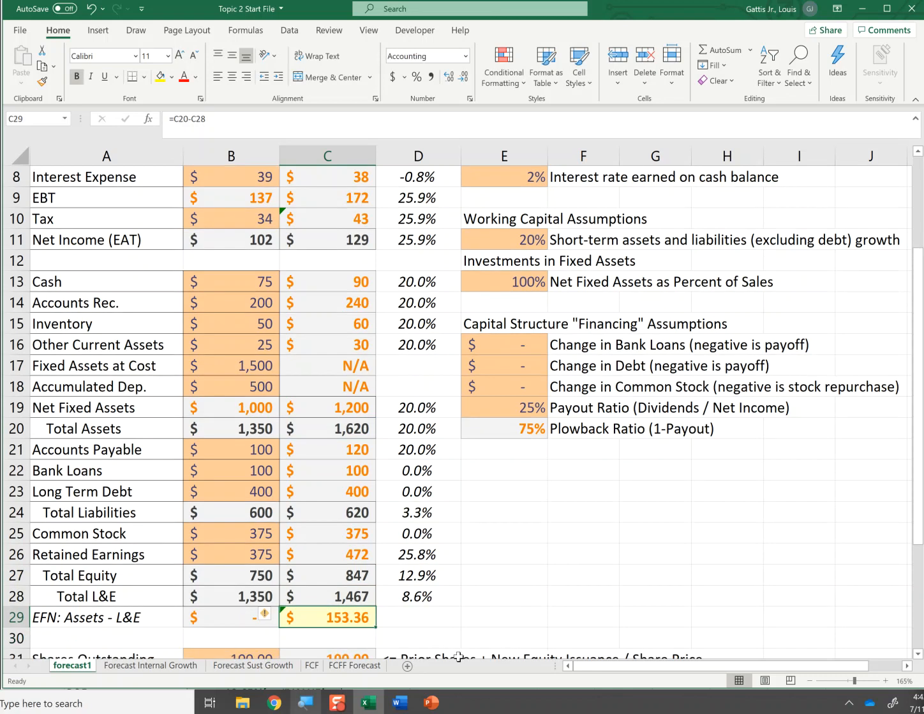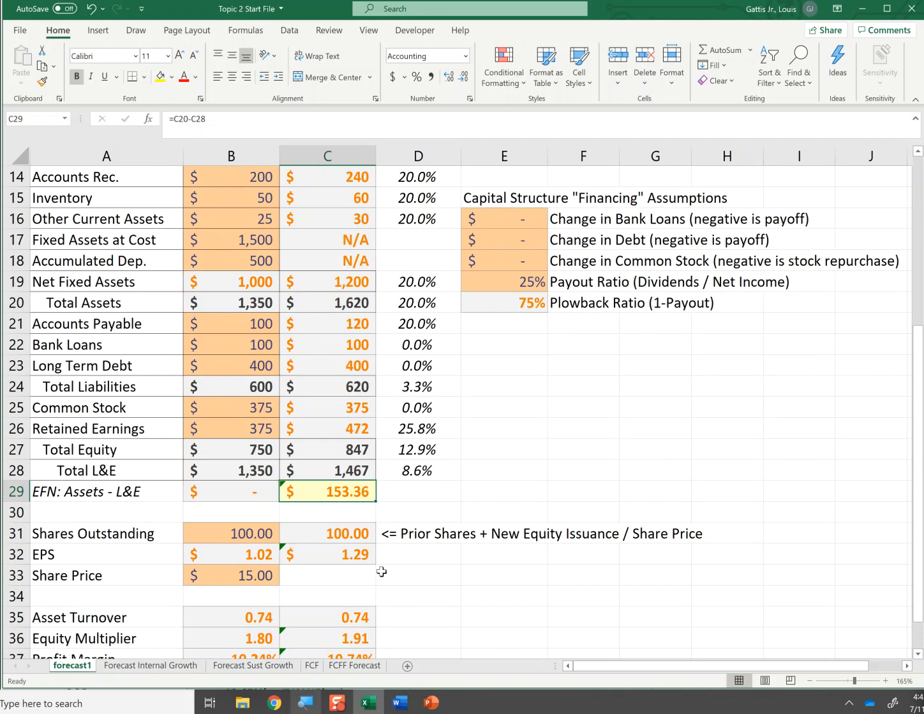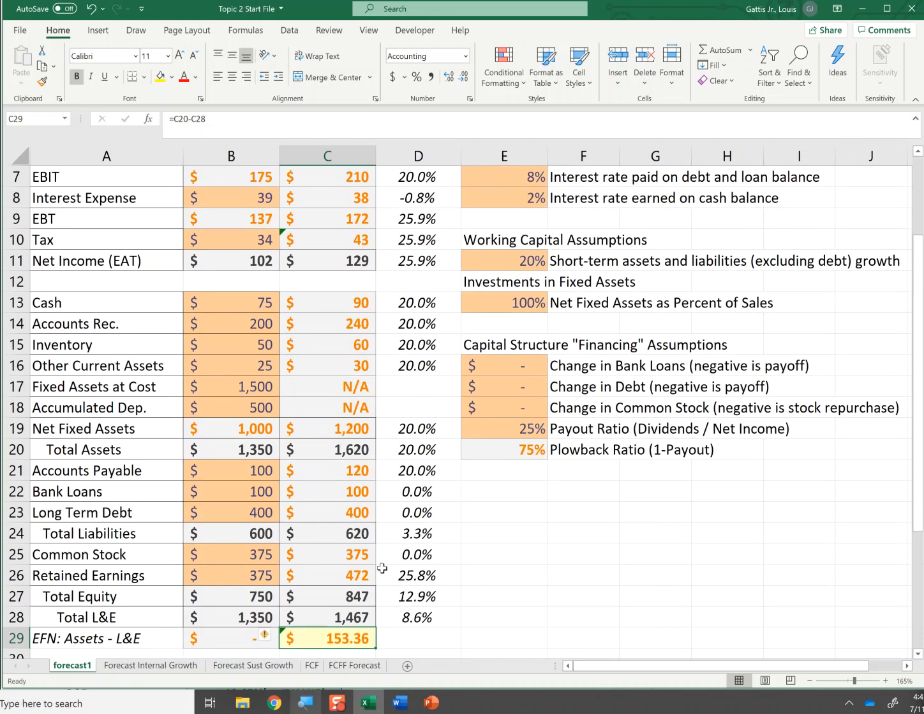External financing. So internal financing you can think of maybe as this plowback, right? That's internal financing. But if I need to go out and issue more debt or issue more stock, looks like I need 153 more. So that's the end of our first pass.